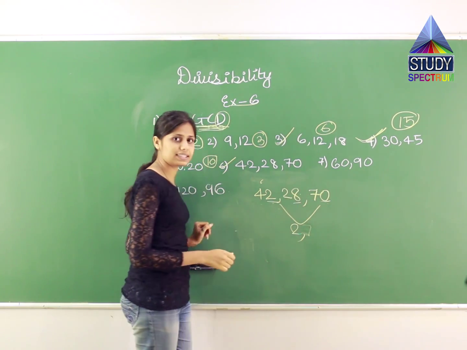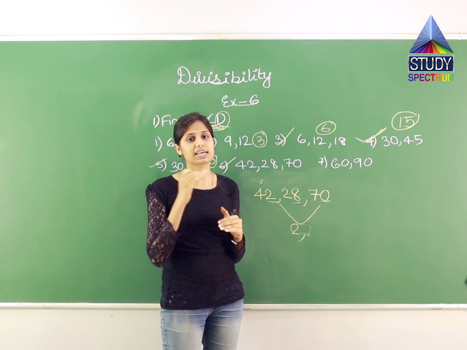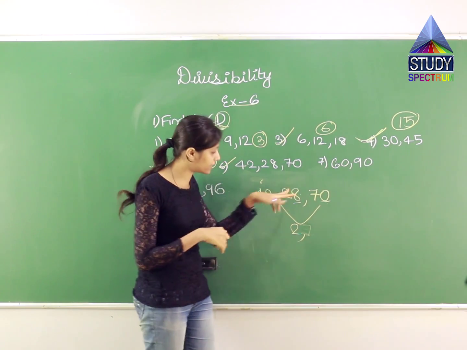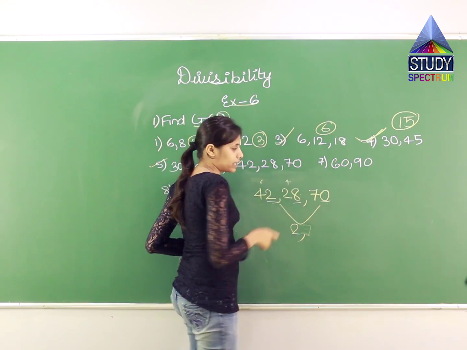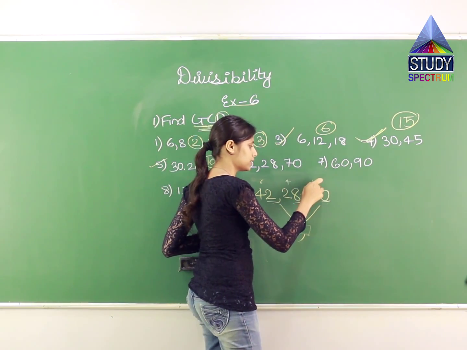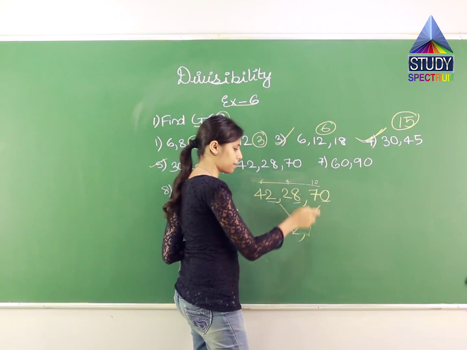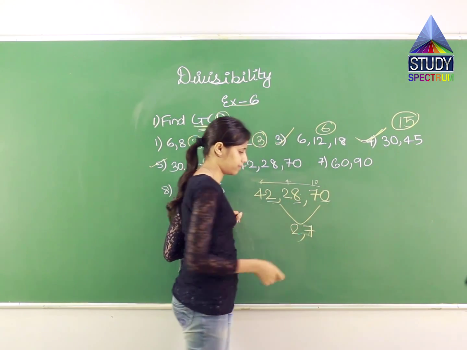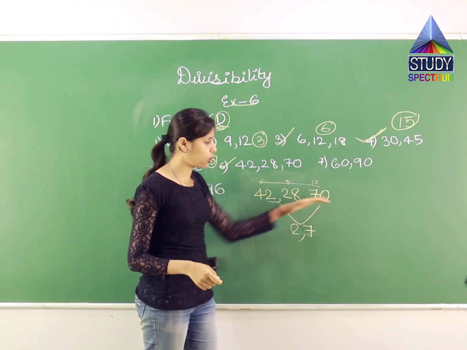7 के टेबल में 28 आता है क्या? 7 1 7, 7 2 14, 7 3 21, 7 4 28. Yes, 7 के टेबल में 28 भी आता है. 7 के टेबल में 70 आता है क्या? 7 10 70. So yes, all the 3 numbers come in the table of 7, right? So मैं बोल सकती हूँ 7 भी common divisor है.